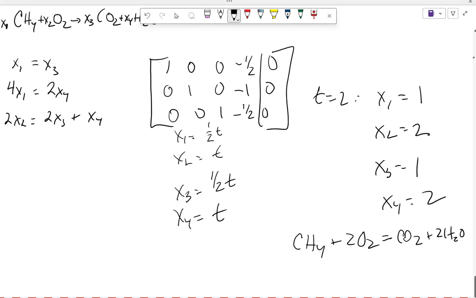The thing is, though, you want to make sure you do an integer solution. So when you get these fractions, you'll want to pick a value for t that cancels all your fractions out. So use the least common denominator. For example, if this were 1/3 and 1/4 rather than halves, you would use 12 for t to cancel out all the fractions at the same time. Does that make sense?